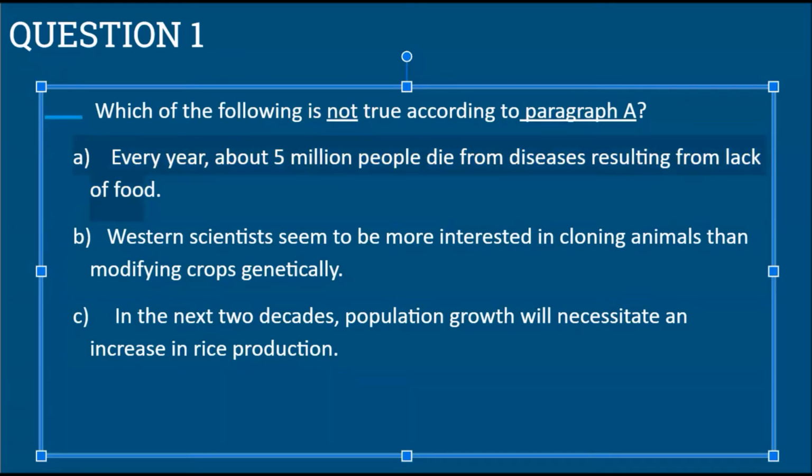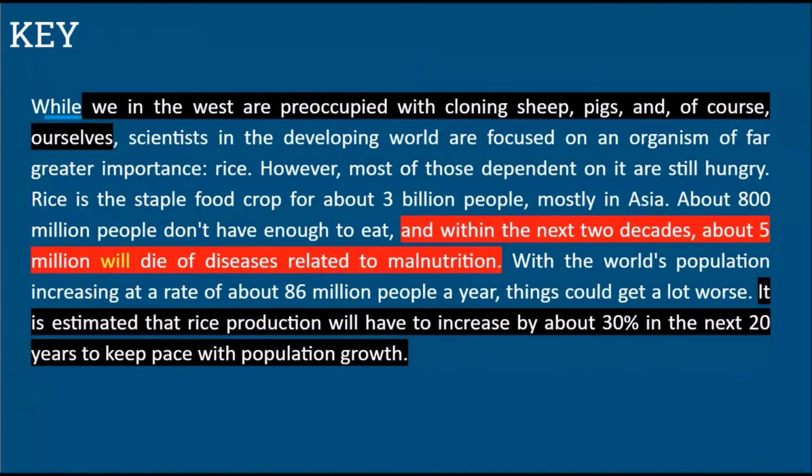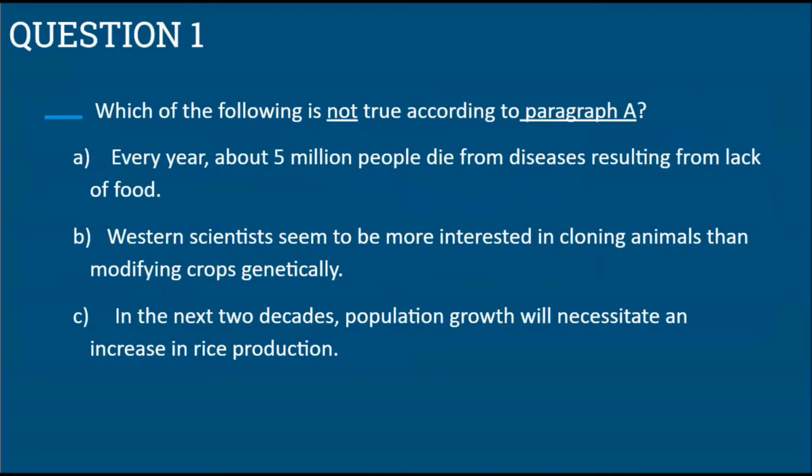So let's analyze why choice B and C are incorrect. At the beginning of the paragraph, the writer tells us that we in the West are preoccupied with cloning sheep, pigs, and of course ourselves. And here in choice B, it says that Western scientists seem to be more interested in cloning animals than modifying crops genetically. So we know that choice B is correct according to the information in the paragraph.